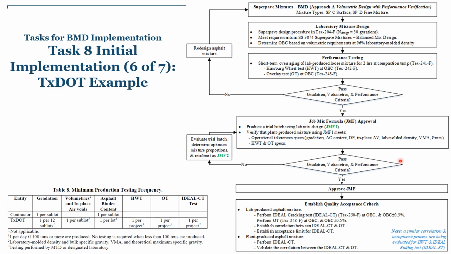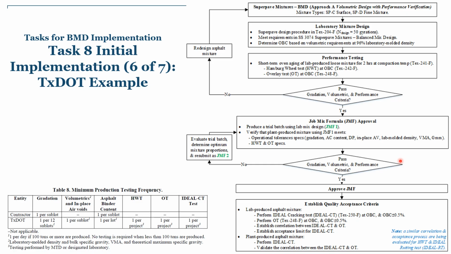And what we mean by that is TxDOT is using surrogate performance tests like the IDEAL-CT and IDEAL-RT during production to basically complement the mix design tests, which are the Hamburg wheel tracking test and the overlay test. So they need to establish a relationship between the IDEAL-CT and the overlay test, and the relationship between the IDEAL-RT and the Hamburg wheel tracking test.